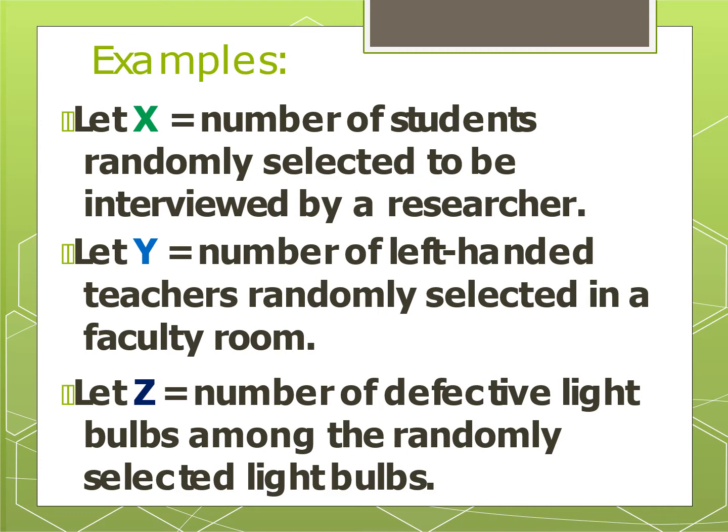The same is true with the second one, the number of left-handed teachers randomly selected in a faculty room. So this is also a discrete random variable. And lastly, we have: let Z be the number of defective light bulbs among the randomly selected light bulbs. So this is a discrete random variable because the number of defective light bulbs, which is Z, can assume 0, 1, 2, and so on. Did you get it now?